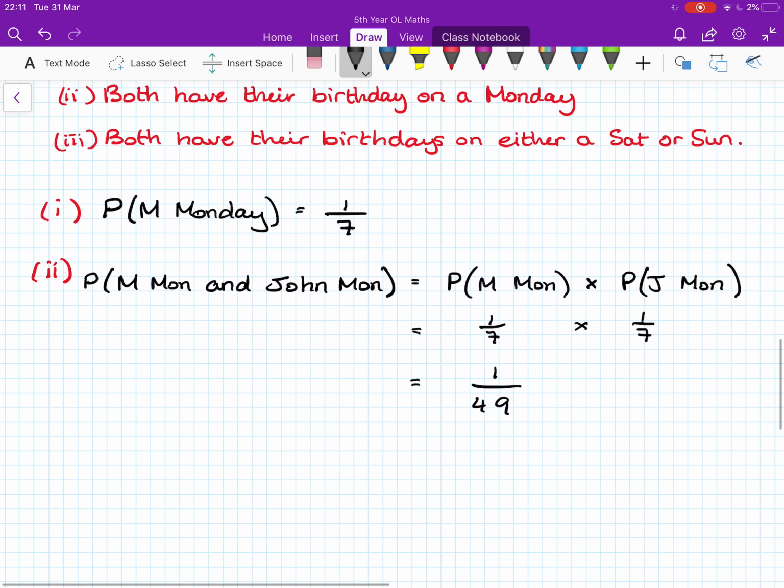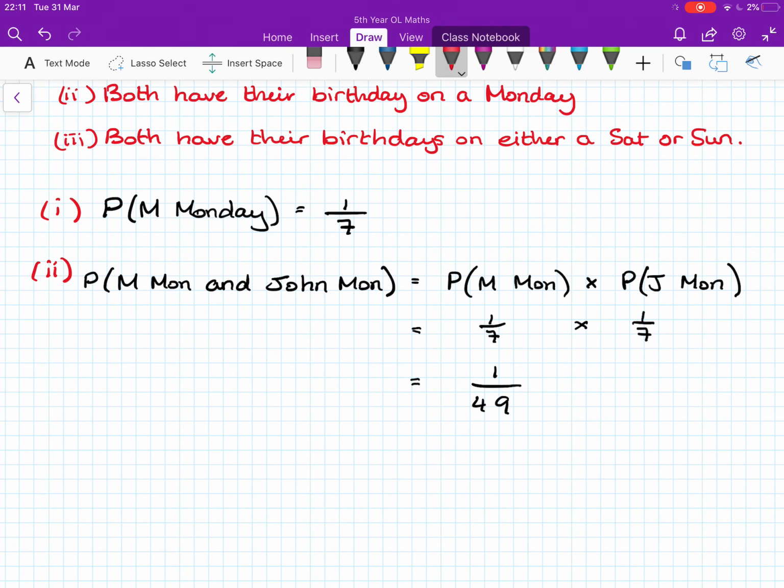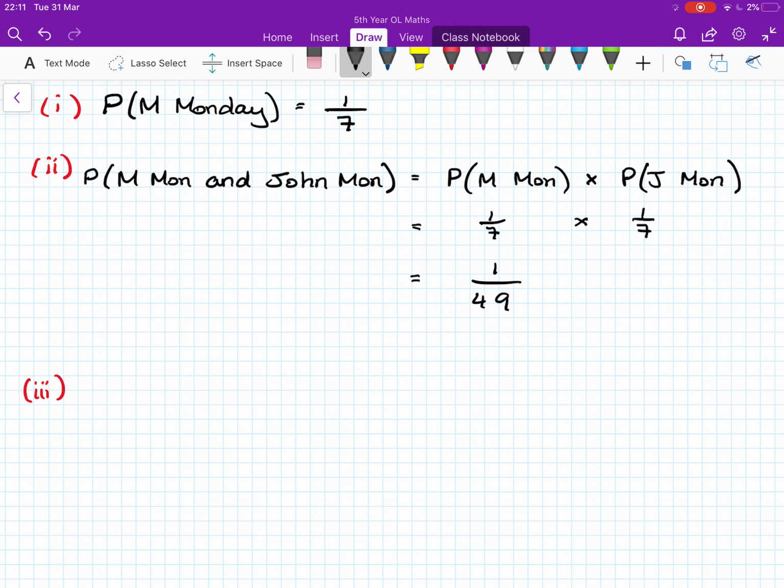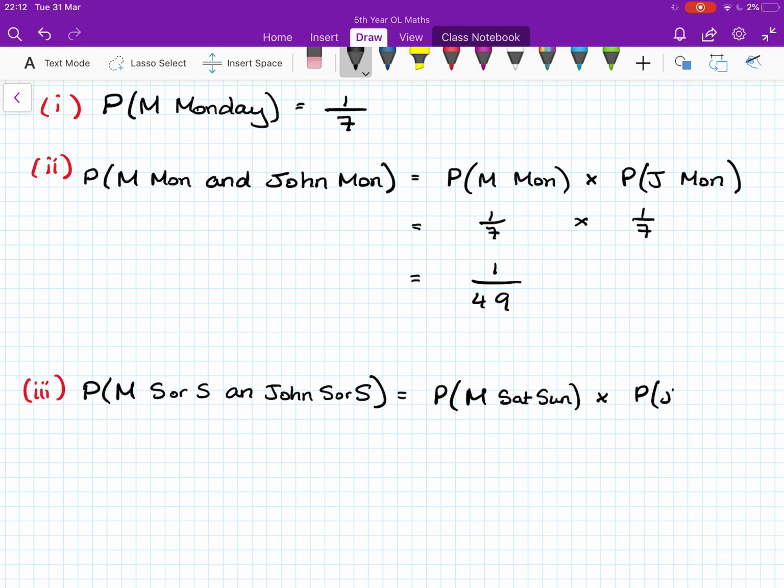Okay, and now the third part: they both have their birthdays on either a Saturday or Sunday. So the probability of Mary having her birthday on a Saturday or a Sunday, and the probability of John having his birthday on a Saturday or a Sunday, is equal to the probability of Mary having her birthday on a Saturday or Sunday multiplied by the probability of John having his birthday on a Saturday or Sunday. See the way we're splitting up the two events here. We're dealing with two different people. That's our two events in this case.